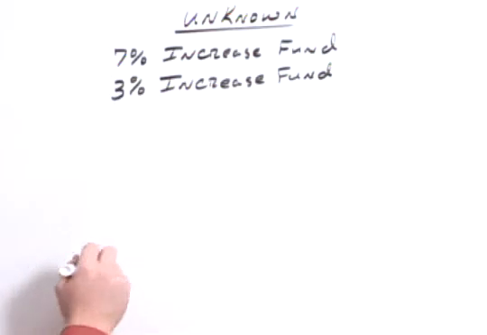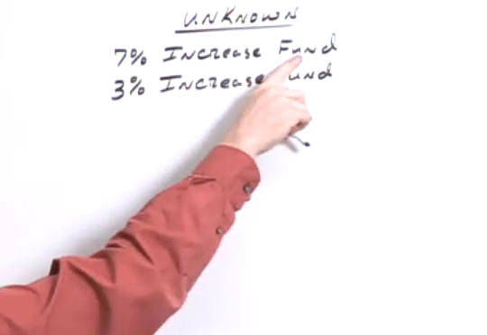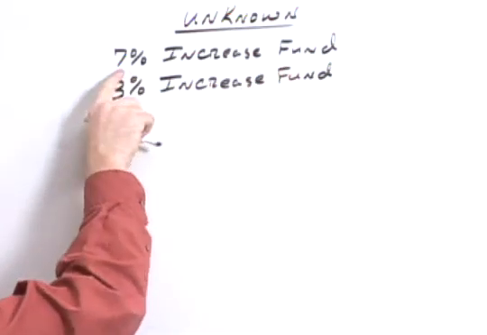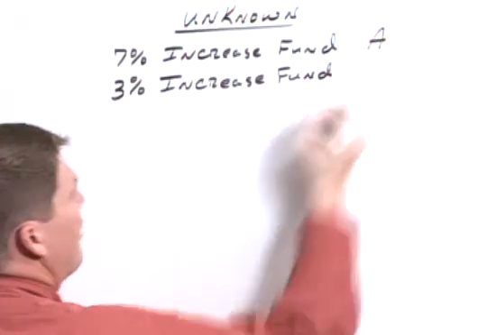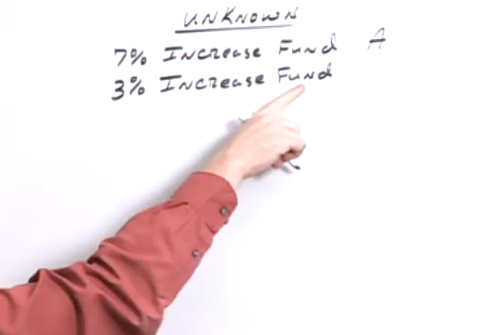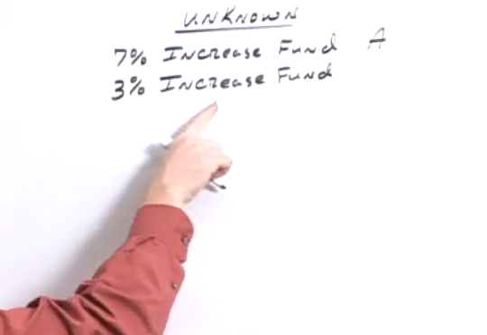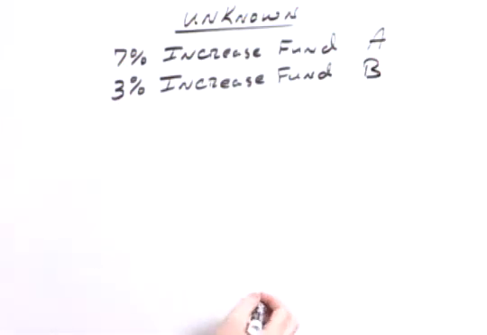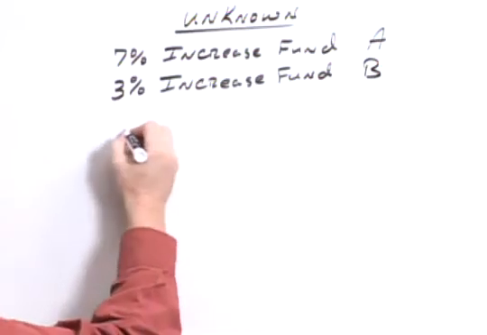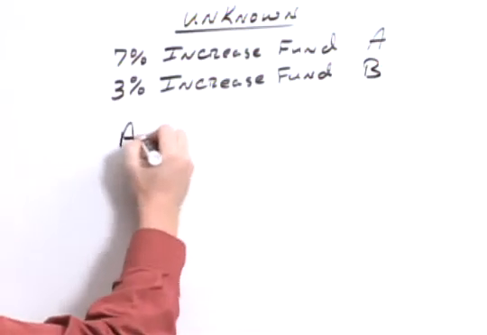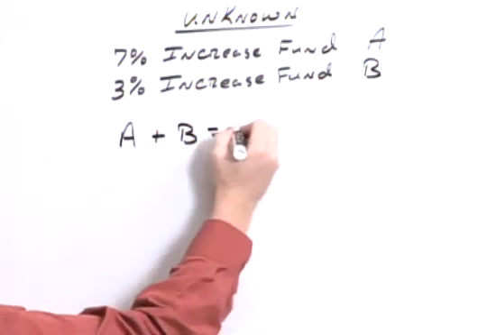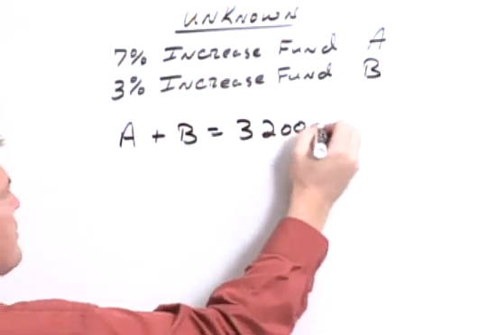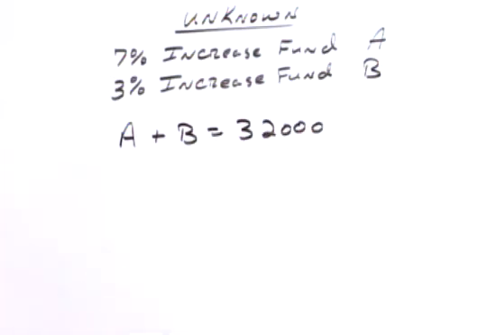We have 2 unknowns, that being how much money she invested in the fund that increased 7%, which we can call A, and how much she invested in the fund that increased 3%, which we can label B. Since she invested $32,000 total, we have the equation A plus B equals 32,000. But she also had a profit of 1,760.